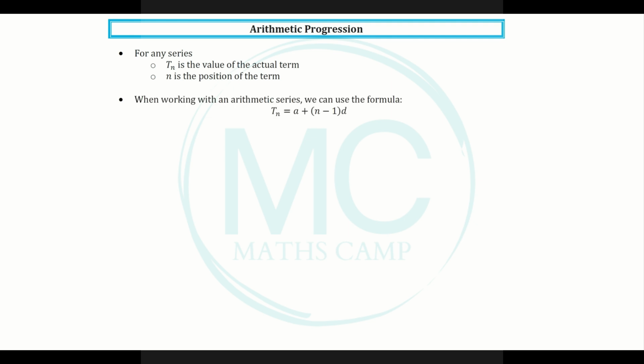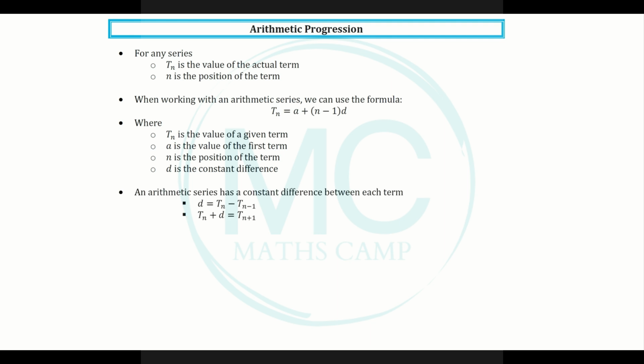When working with an arithmetic series, we can use the formula Tn is equal to a plus the bracket n minus 1 multiplied by d. Here, Tn is the value of a given term, a is the value of the first term, n is the position of the term, and d is the constant difference. We can use this formula to find an unknown term.